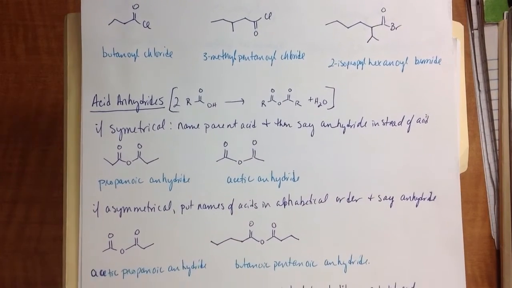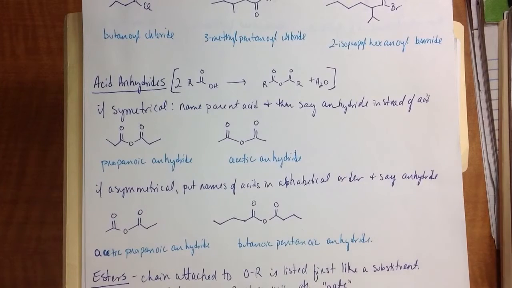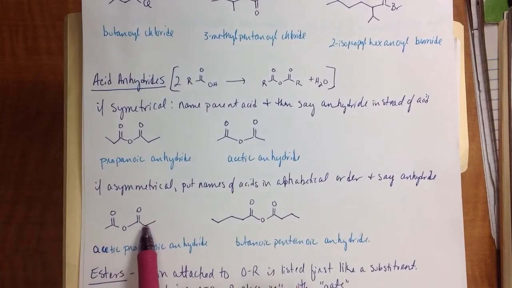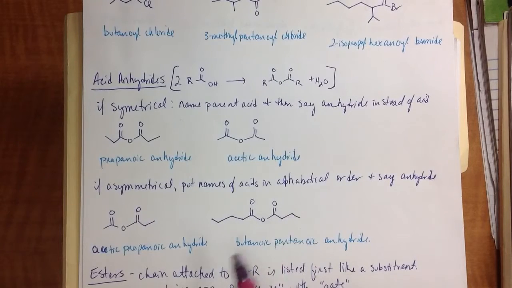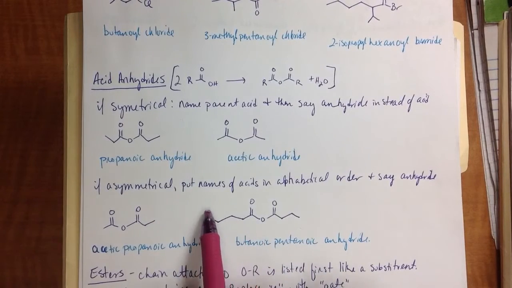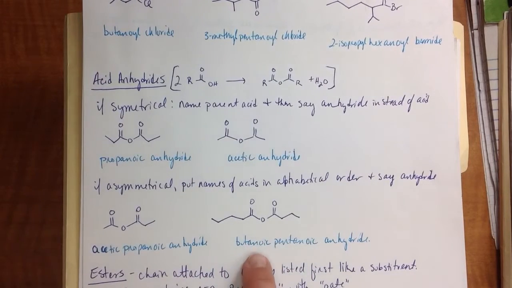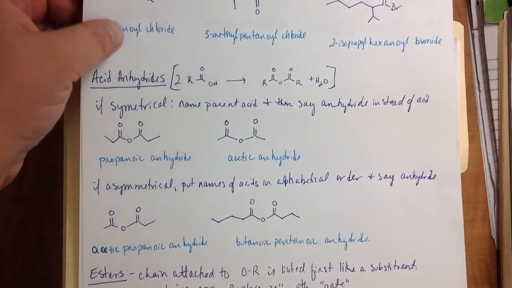If they're asymmetrical, in other words, you have 2 different acids that came together to make this guy, then we just list them alphabetically. So this would be acetic acid if it were over here, and this would be propanoic acid over here. So we list it as acetic propanoic anhydride. We've got 1, 2, 3, 4 here, and 1, 2, 3, 4, 5 here. So this becomes butanoic pentanoic anhydride.